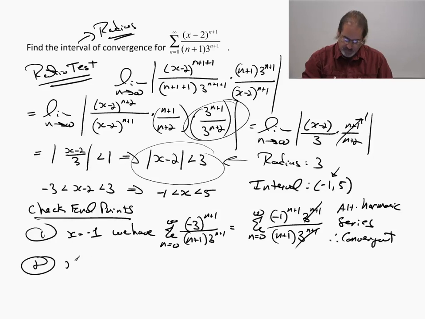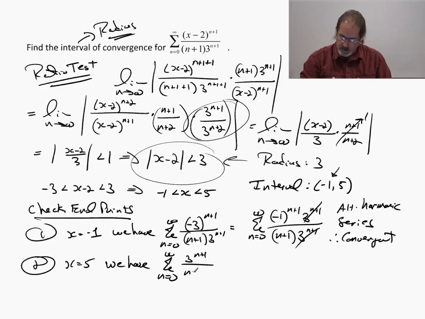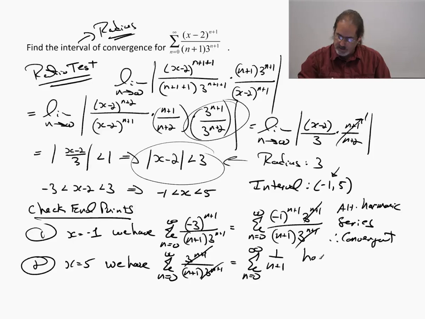So now I need to check for x equals 5, in which case we have the sum n equals 0 to infinity of 3 to the n plus 1 over (n plus 1) times 3 to the n plus 1. Obviously those are going to cancel out. And I would get the sum n equals 0 to infinity of 1 over n plus 1. This is the harmonic series, which I know will diverge.